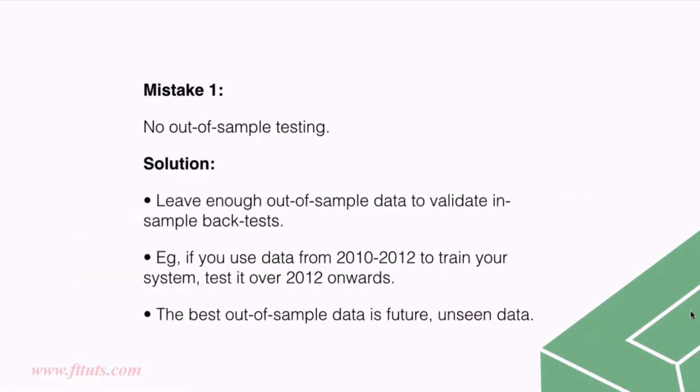It's important to leave enough out-of-sample data with which to validate in-sample backtests. For example, if you use data from 2010 to 2012 to train your trading system, you should test it over 2012 onwards to validate it. If the system performs well on the unseen data, then you may have a sound strategy. It's worth bearing in mind that earlier data, for example 2006 to 2010, is not as reliable as more recent data will be, as it contains an element of look-ahead bias.